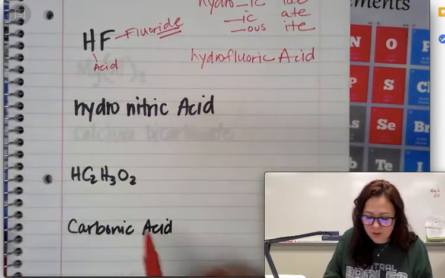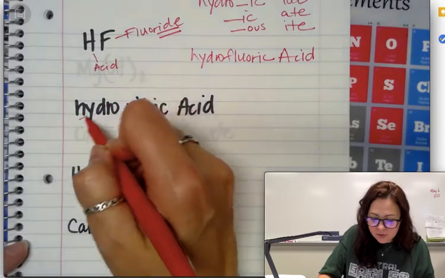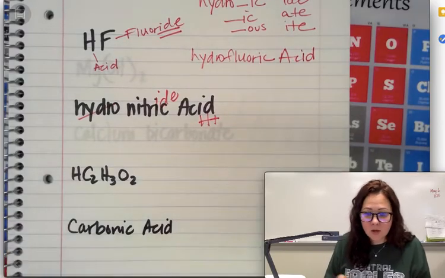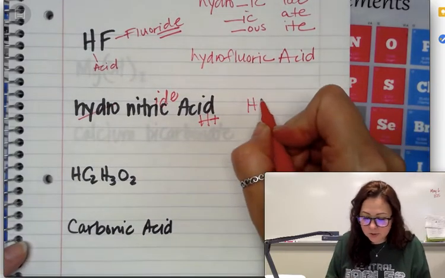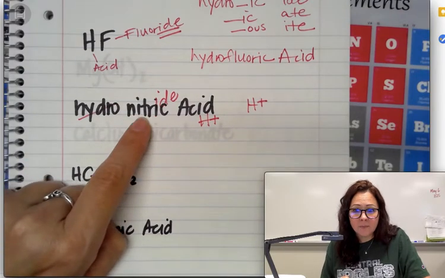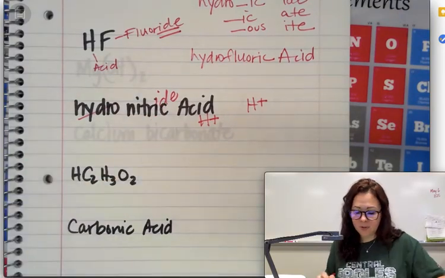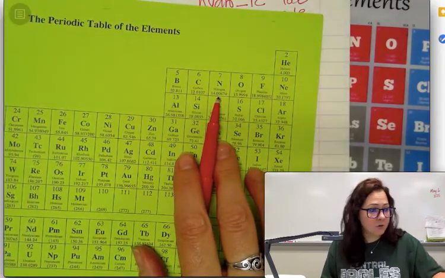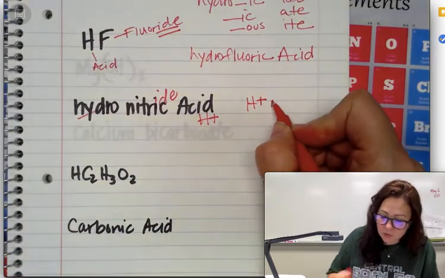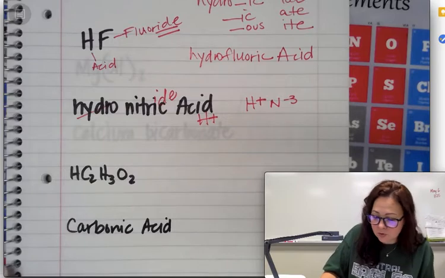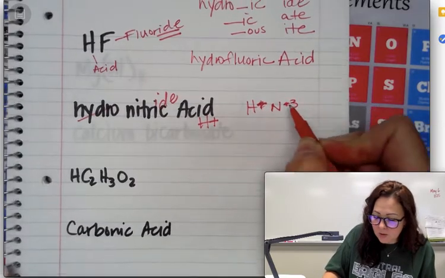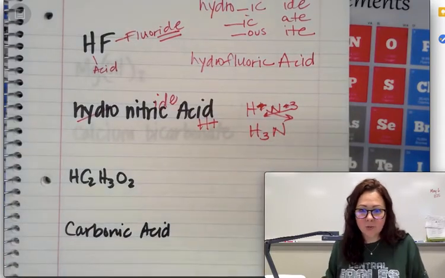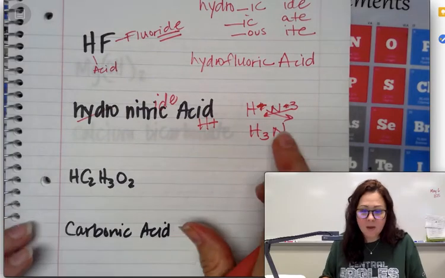The next one, hydronitric acid. Hydro means that this used to be IDE. Acid means that hydrogen ions are present. So we're going to take hydrogen that has a +1 charge, and we're going to pair it up with nitride. Nitride, on our periodic table, is nitrogen. Nitrogen has a -3 charge. So we have N with a -3. When you have your plus and your minus, those disappear, and then we swap and drop. H3N is your formula there. So hydronitric acid, H3N.